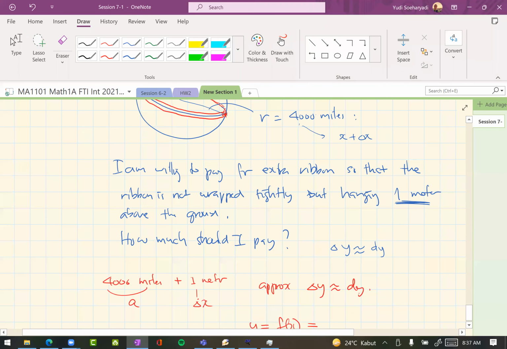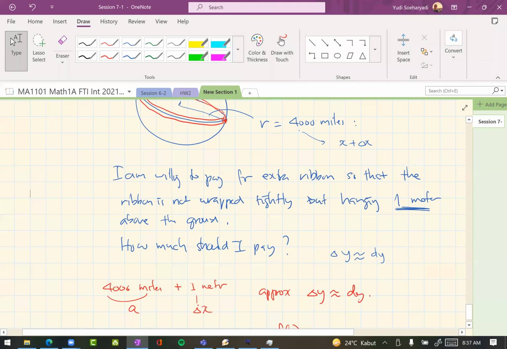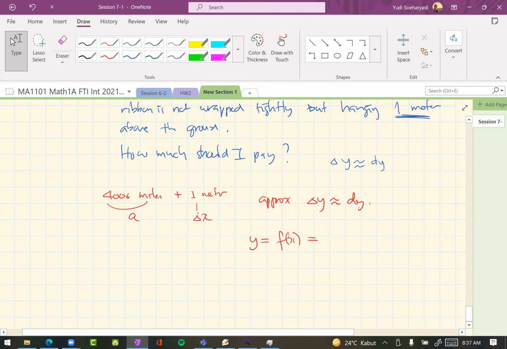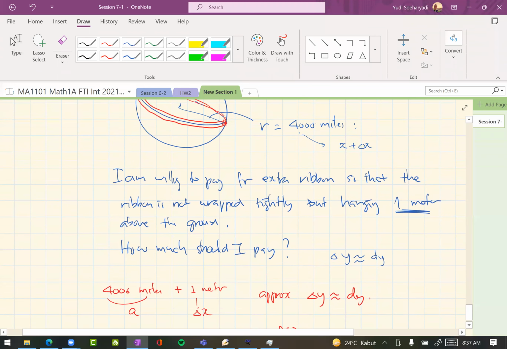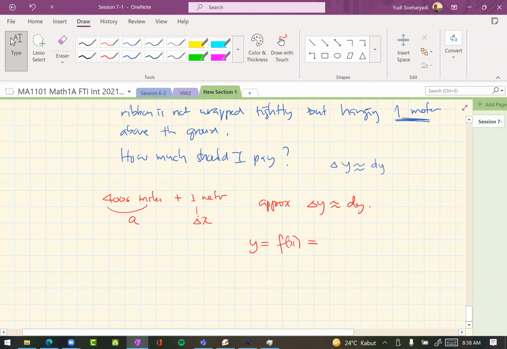So what should be the function? The function should express what? What should the function be about? 2 pi r. What is 2 pi r? The circumference? Circumference, the length, right? The length of the ribbon. Right? So that's 2 pi r.